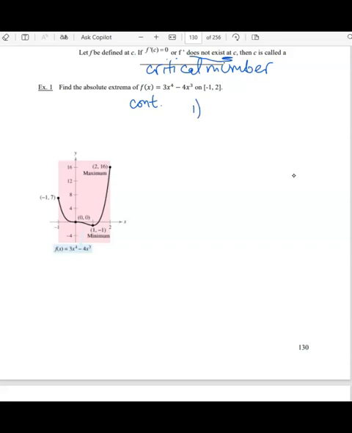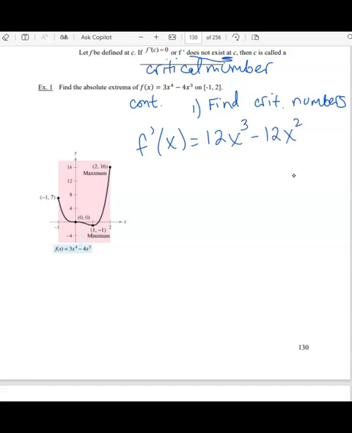Well, the first thing we're going to do is find the critical numbers. So remember the definition of a critical number. It's where the derivative either equals 0 or is undefined. So let's find the derivative for this function. That's going to be 12x to the third minus 12x squared. That's going to equal 0 at the critical numbers, and that's what I want to find.